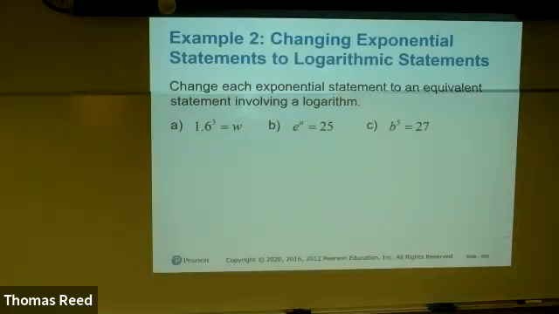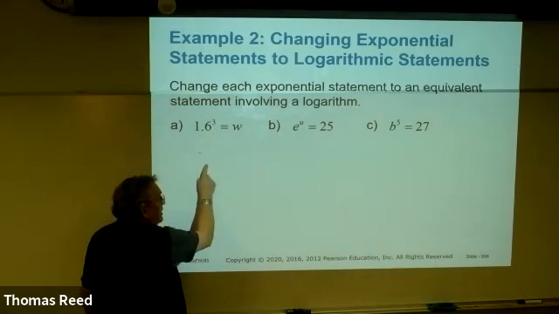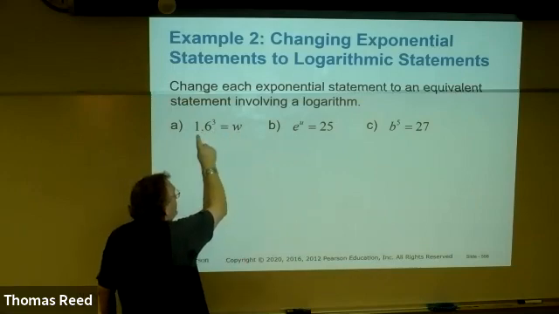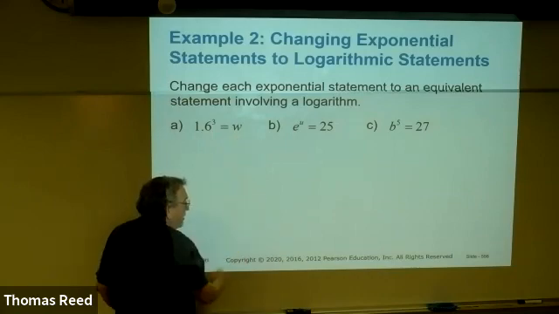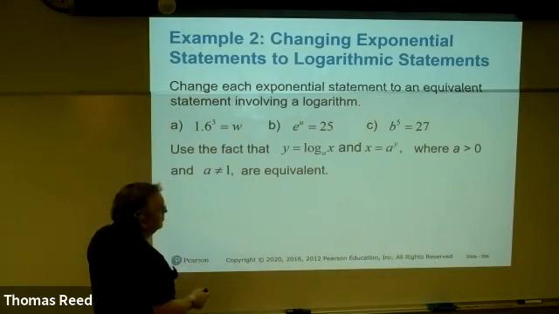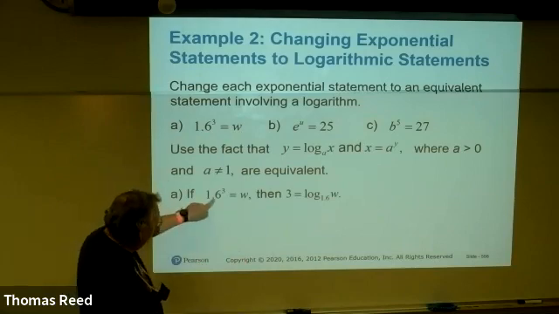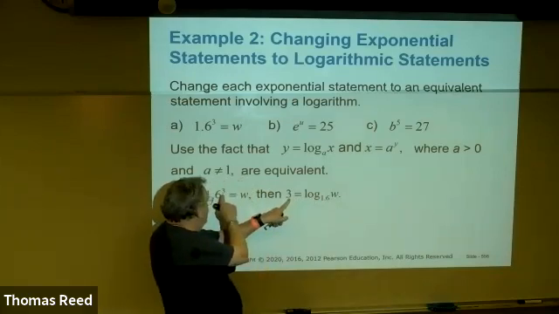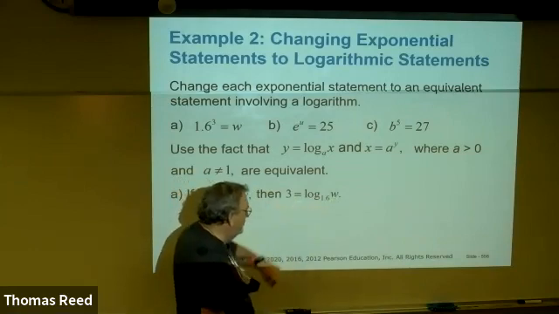Now to go the other way, 3 is the exponent. So 3 will equal the log base 0.16 of w. What the exponential equals is the argument of the logarithm. So 0.16 is the base, and the log equals the exponent, and what the exponential equals is the argument of the logarithm.